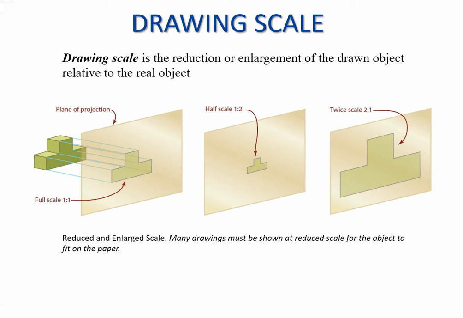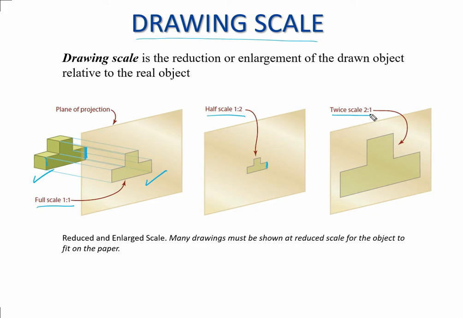When you make a sketch, you have to think about the scale. You can use full scale, 1:1. That means one unit in the drawing represents one unit in the real part. You can use half scale, as you see, 1:2. That means one unit in your drawing represents two units in reality. This is called scale down.